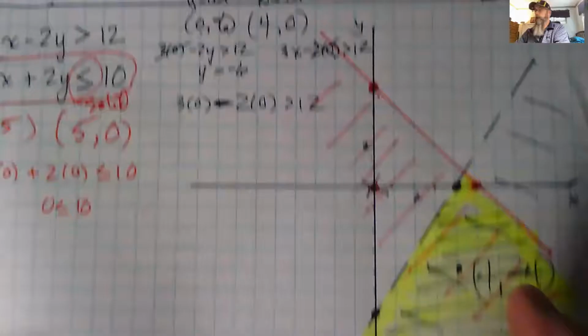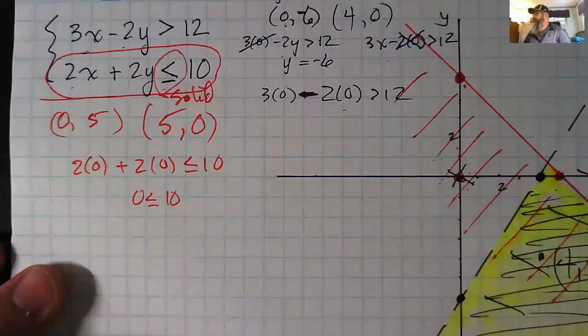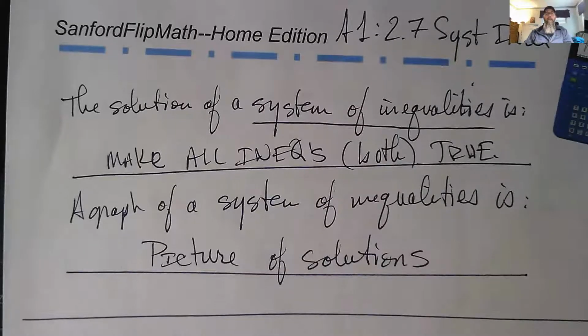Okay. And honestly, that's it. That is the last thing for this little unit. Just a reminder that a solution of a system needs to make all of the inequalities, in this case, inequalities true. And a graph is just a picture of the solutions. These are definitions that we use over and over and over again. Is, you know, sometimes it's equations, sometimes it's inequalities, sometimes it's a system, etc.